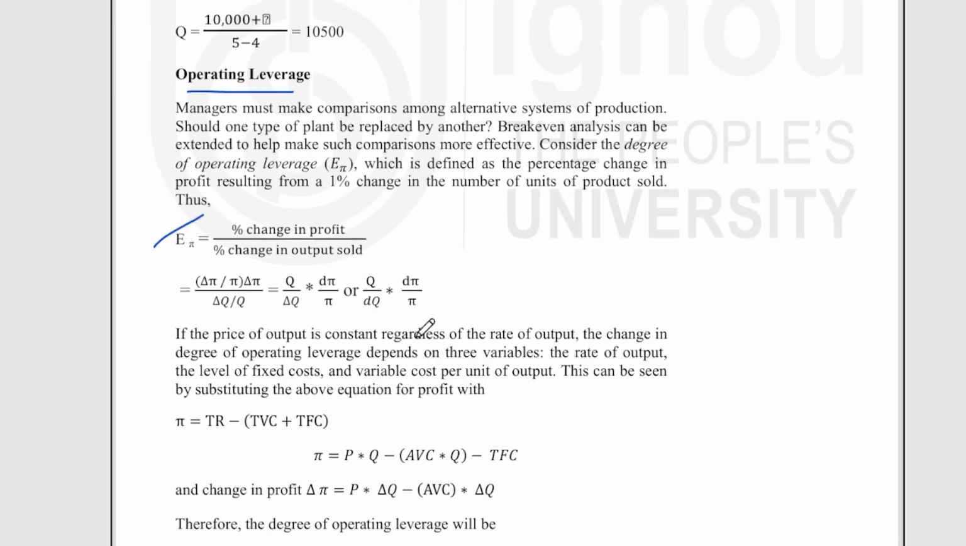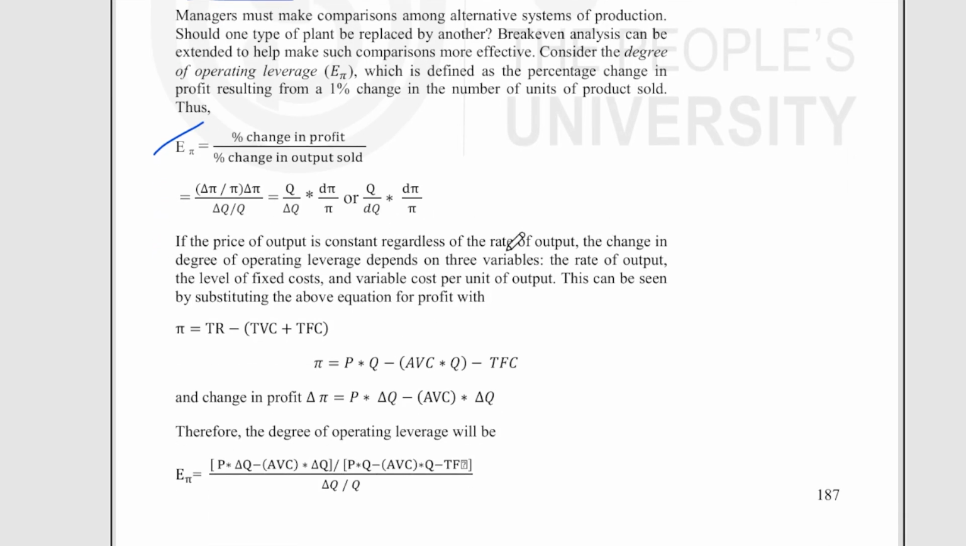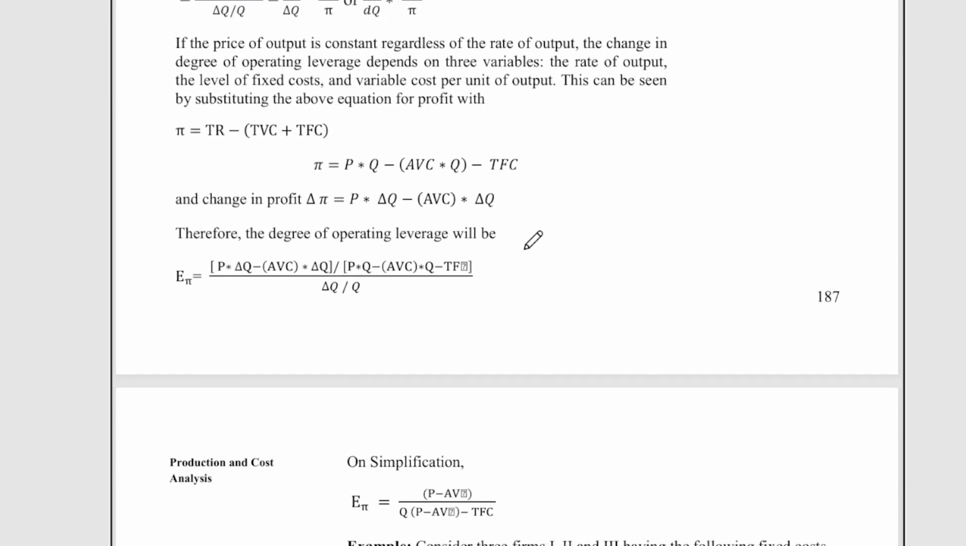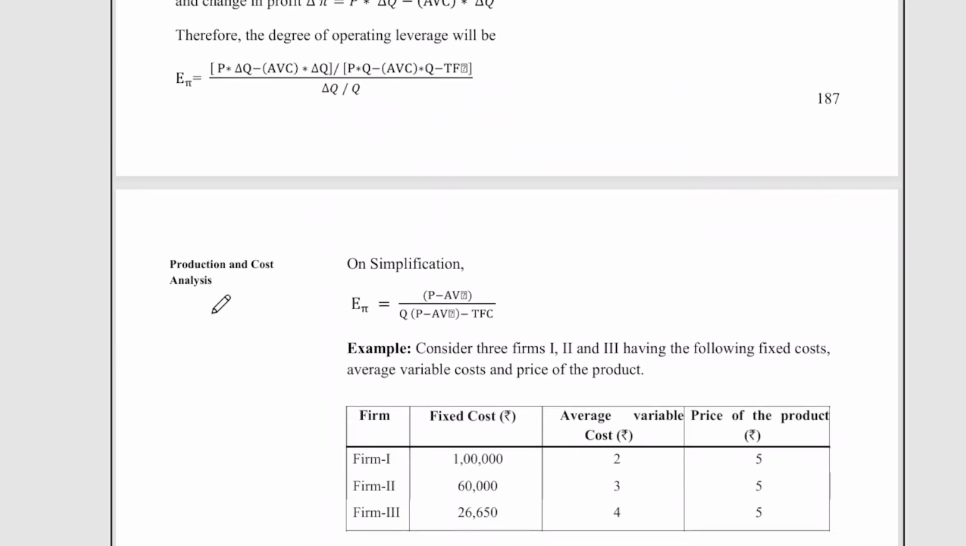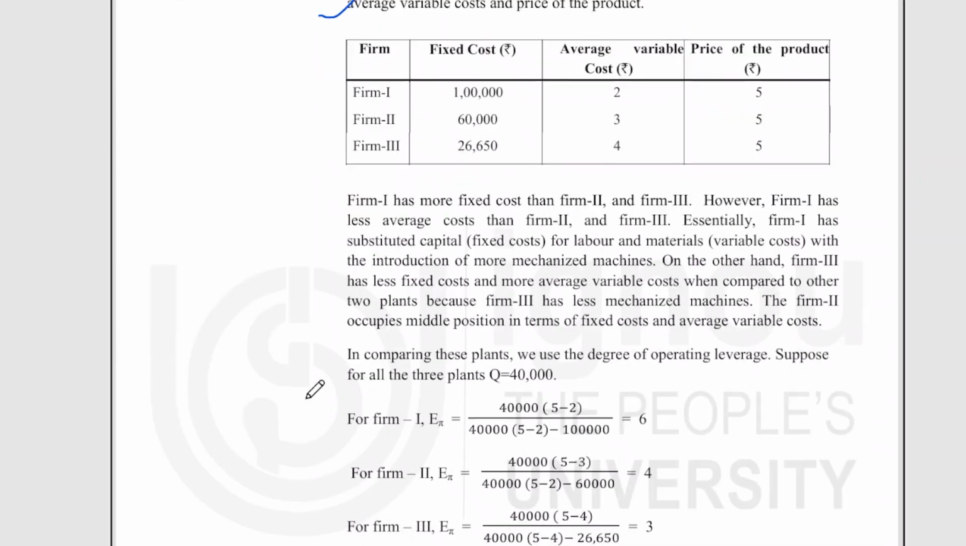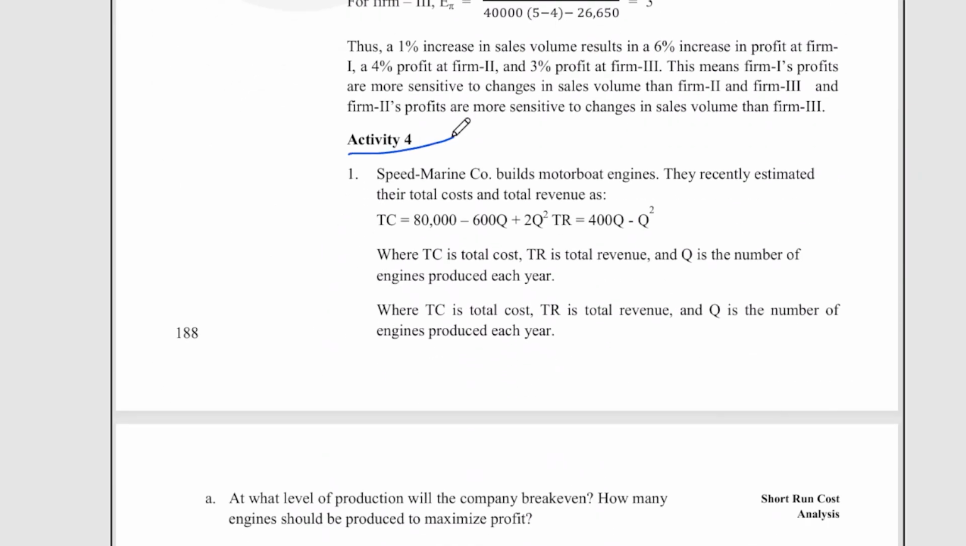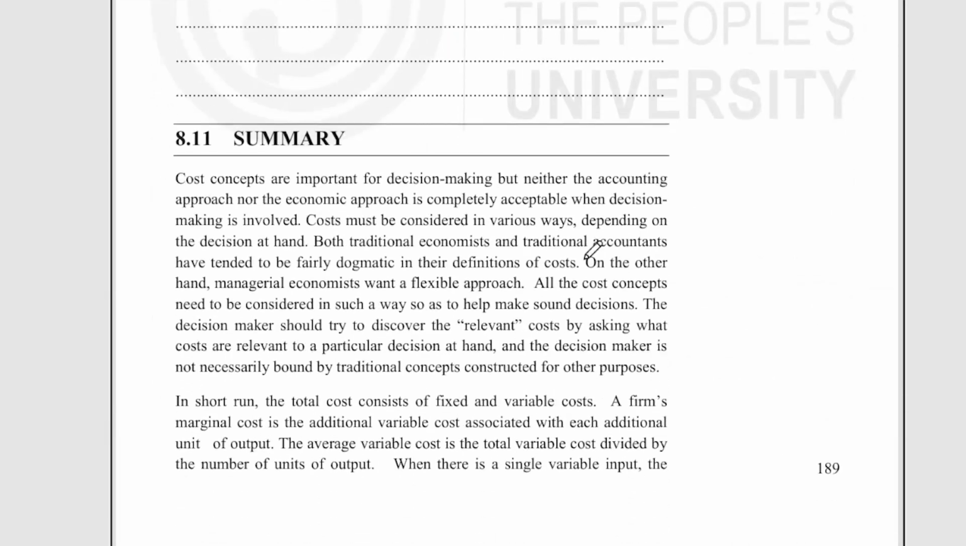So this is that. And if the price of output is constant regardless of the rate of output, the degree of operating leverage depends on three variables: the rate of output, the level of fixed cost and variable cost per unit of output. And this can be seen by substituting the above equation for profit, so this is the equation. Example also here, please go through it, and activity 4 is based on this, please try to do it.